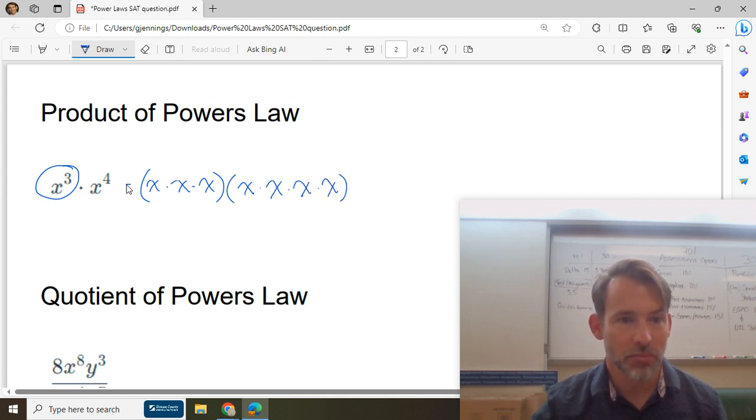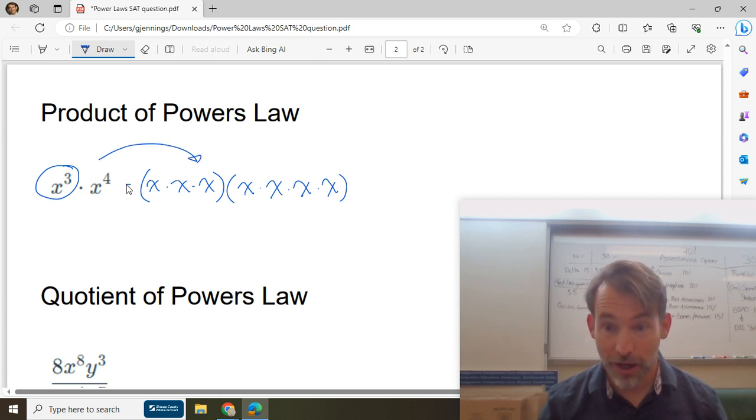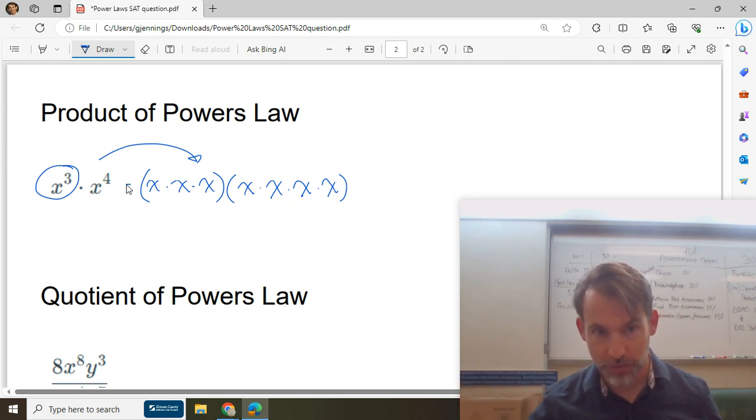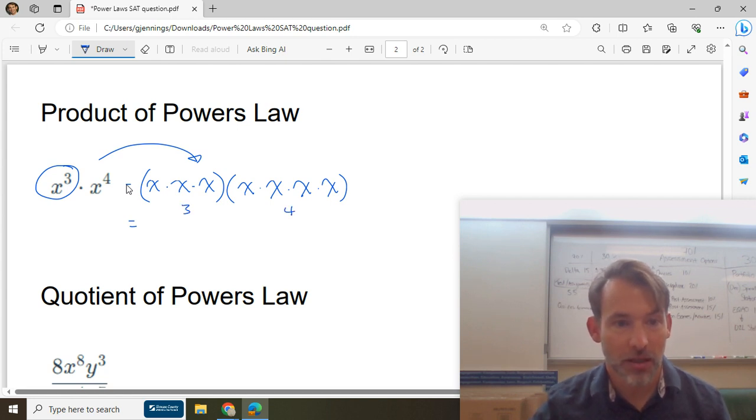This is called expanded form, where I simply write the powers, x to the 3 and x to the 4, as a series of multiplications. I can look at that and see, wow, I've got 1, 2, 3, 4, 5, 6, 7 x's multiplying. So this is going to give me x to the 7 as my final answer there.